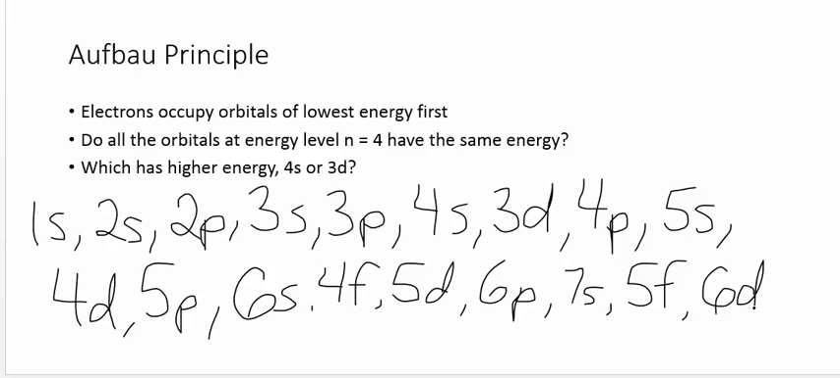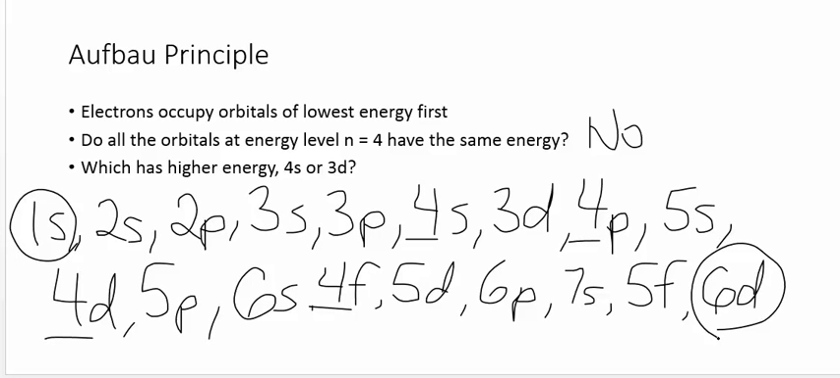So a couple questions here. Do all orbitals at energy level 4 have the same energy? Well, here's a 4s, here's a 4p, here's a 4d, here's a 4f. Do they have the same energy? No. Even though they're energy level 4, they do not have the same energy. The lowest energy is way down here, 1s. Highest energy, way up here.